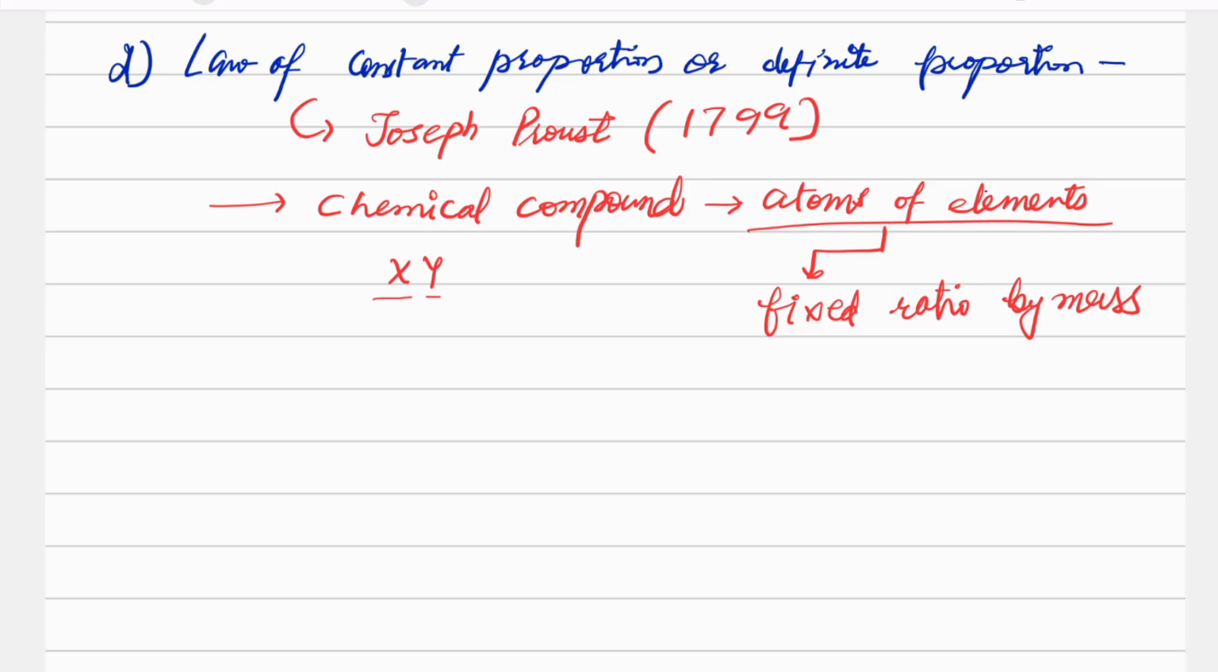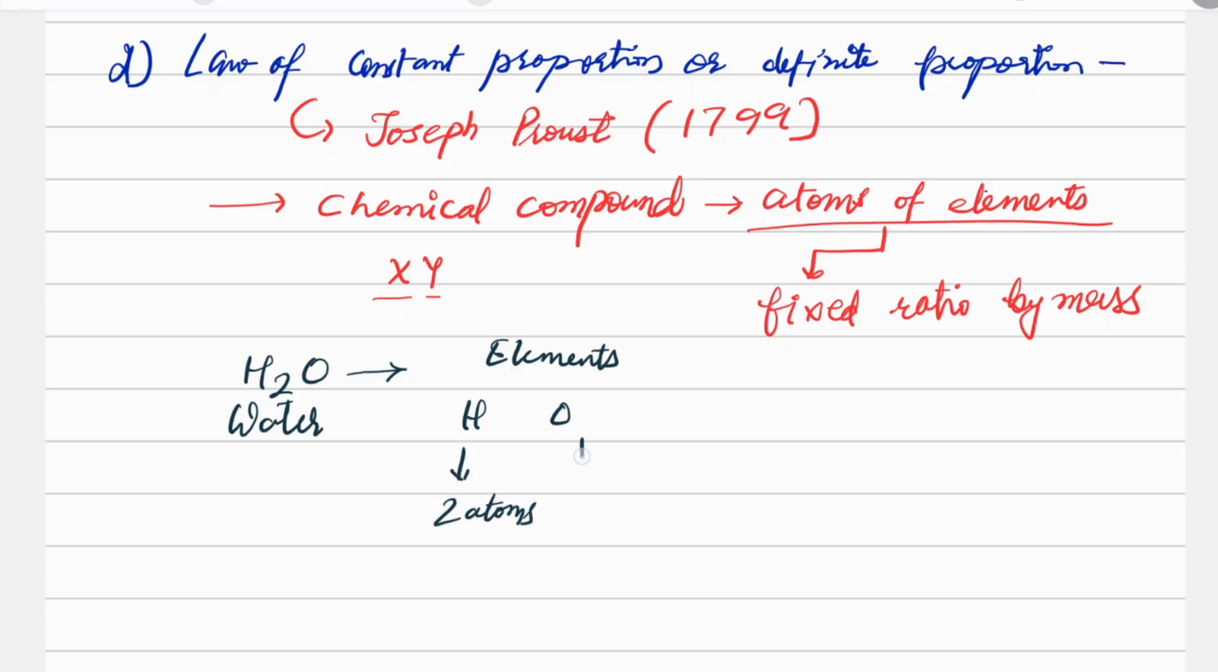Let's take an example. For example, there is H2O. H2O is water. It is a chemical compound, dihydrogen monoxide. In this, there are different elements, hydrogen and oxygen. We have to see how much hydrogen and oxygen is present by mass. Here two hydrogen atoms are present and oxygen is only one atom.